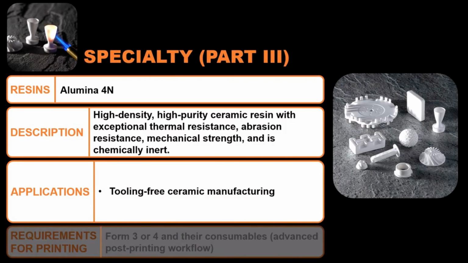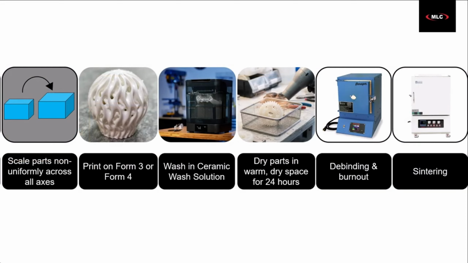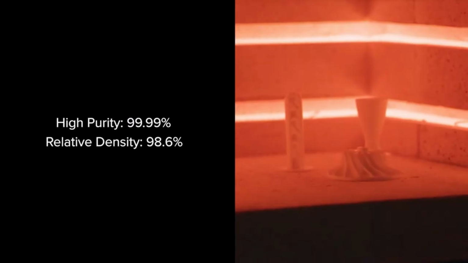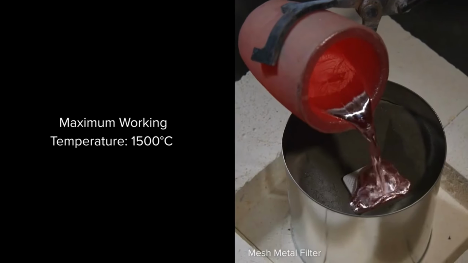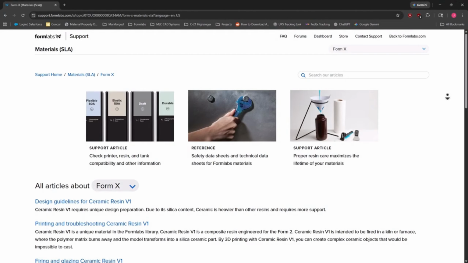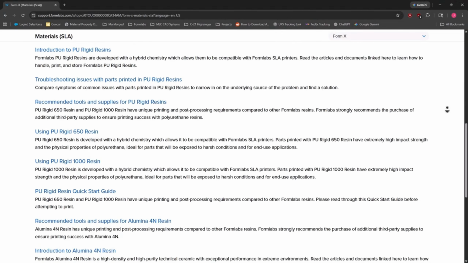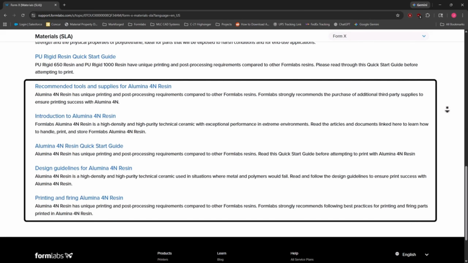The resin requires near constant refrigeration to prolong its already limited shelf life. The green state parts are very delicate and must be supported very specifically. Scaling the parts is an iterative process. The parts must be washed in a bespoke washing solution and then thoroughly dried. And they require a burnout and sintering process, which is recommended to occur in separate kilns. Because of this, we don't recommend using Alumina-4N as your first resin material if you're just starting out. And again, the Formlabs support page has very thorough guidelines to walk you through successful printing and firing with Alumina-4N.